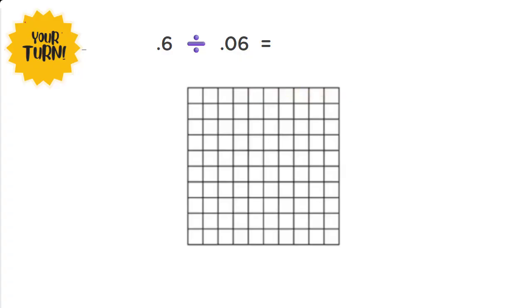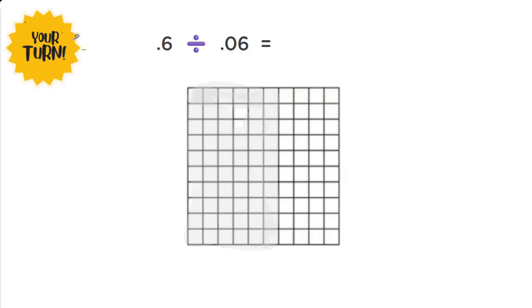Our first equation is 6/10 divided by 6/100. Turn off the video and work it out. The first thing you need to do is color in only 6/10. Each column is a tenth. So we're going to do 6 of these, and then we're going to divide it out in 6/100 and see how many that we get.